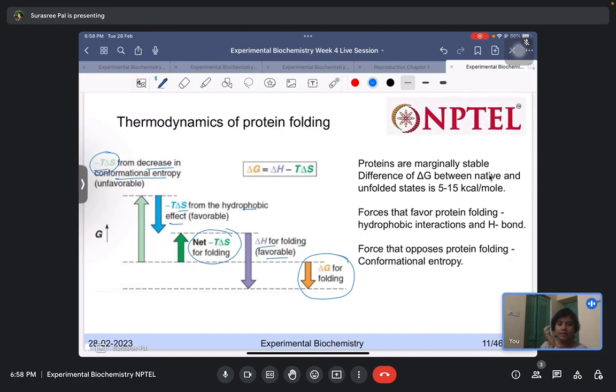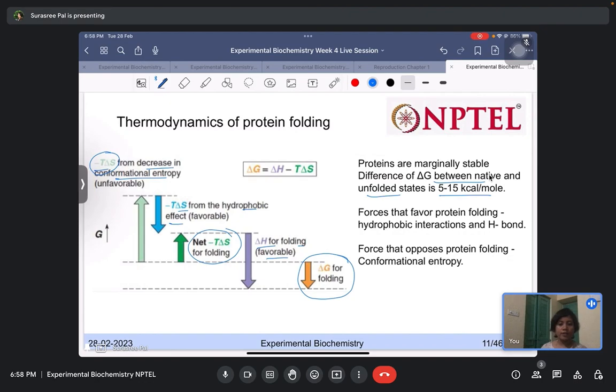Now proteins are called marginally stable because the difference of delta G between the native and the unfolded state is only 5 to 15 kilocalorie per mole. So you can see that this difference is very low. That is why they are called marginally stable.